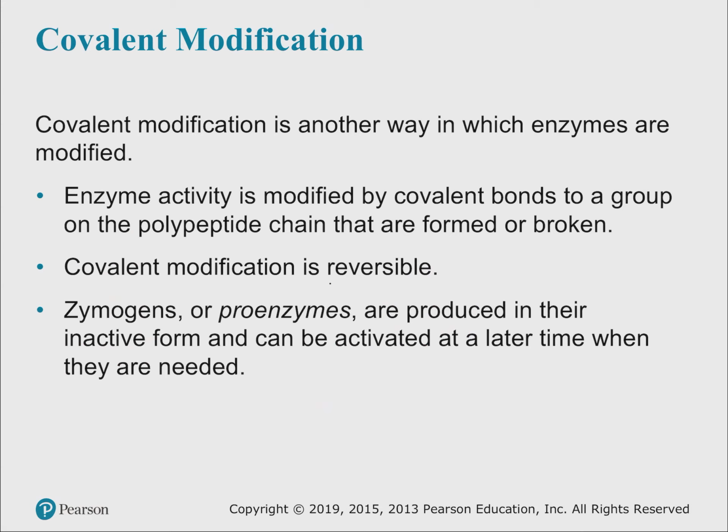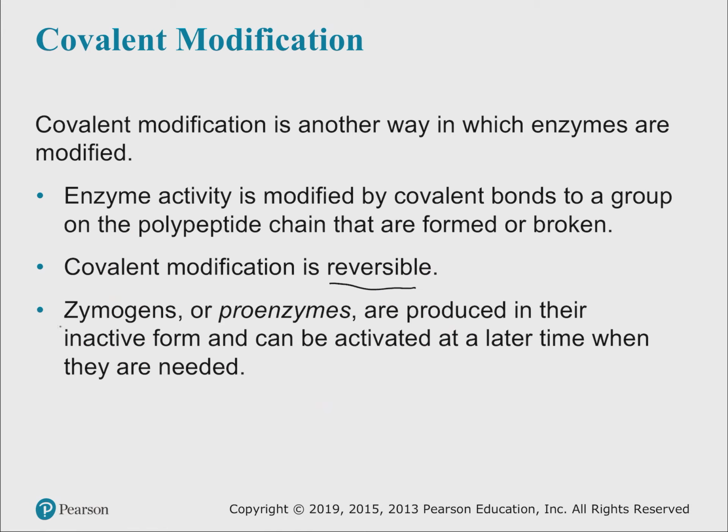Covalent modification. This is making covalent bonds to enzymes. Some covalent modification is reversible. Others, as we'll see when we look at how to inactivate enzymes, can be irreversible. The enzyme is modified when covalent bonds to a group on the polypeptide chain are formed or broken. So covalent modification could be like adding a methyl group. It could be like taking off a methyl group.